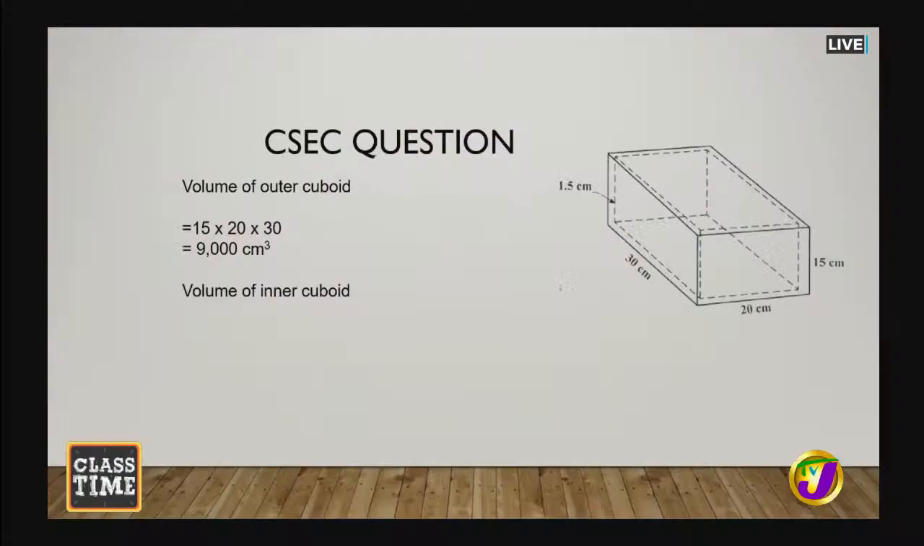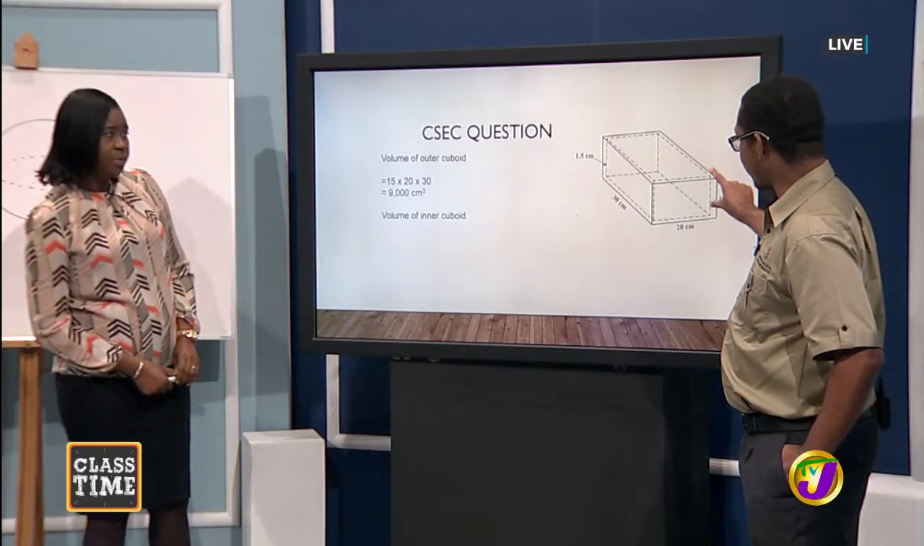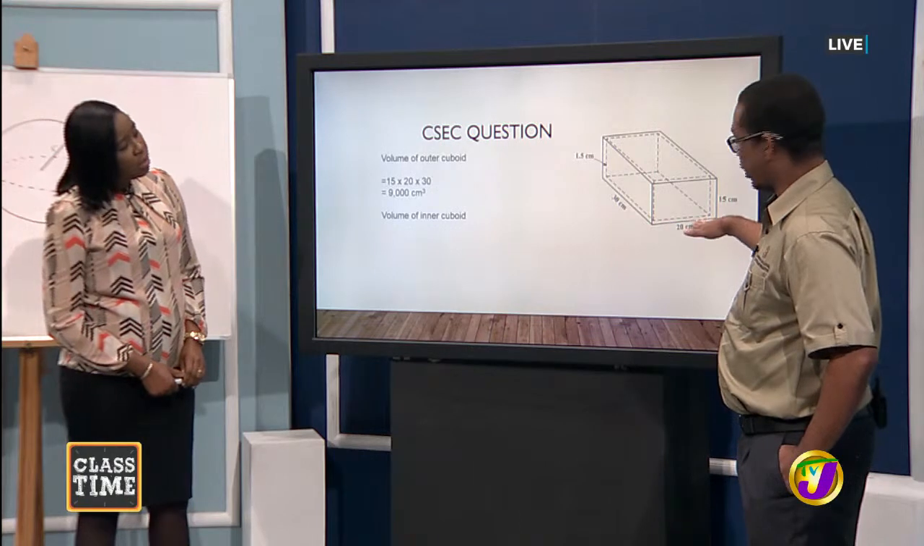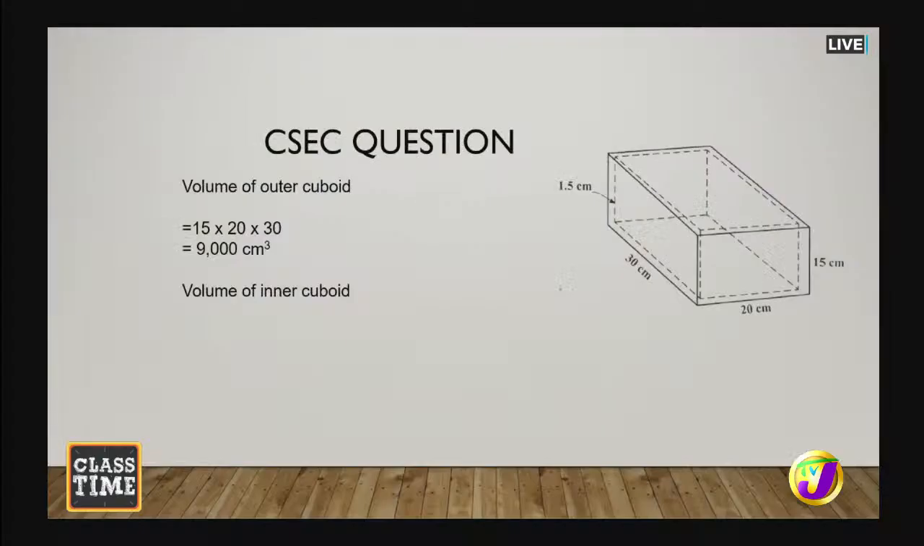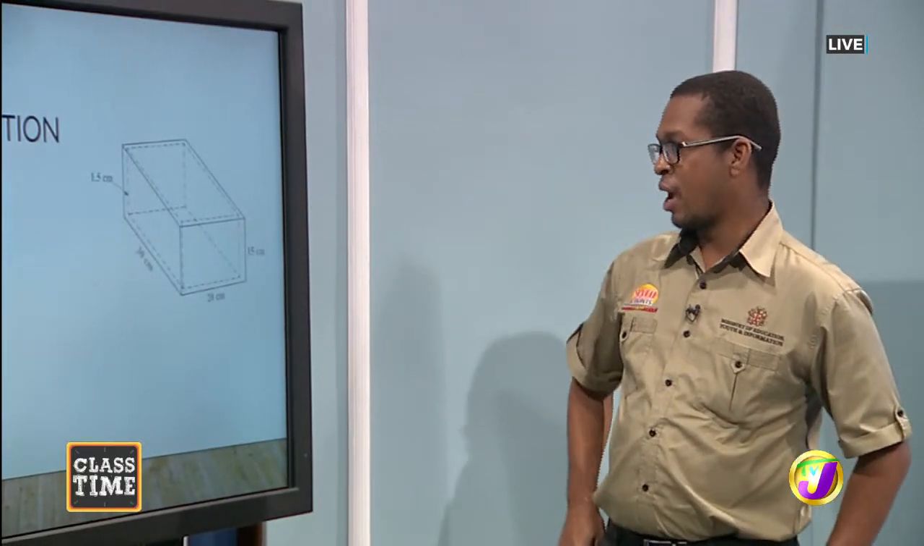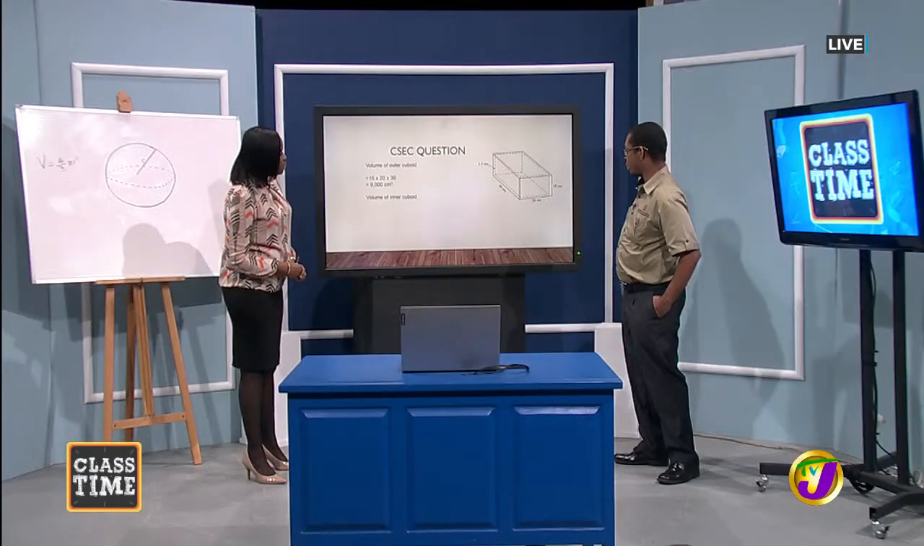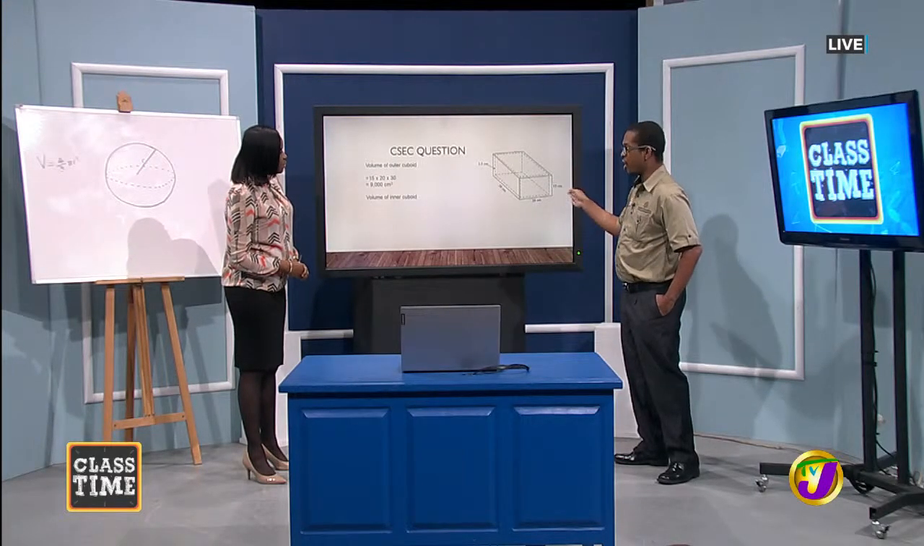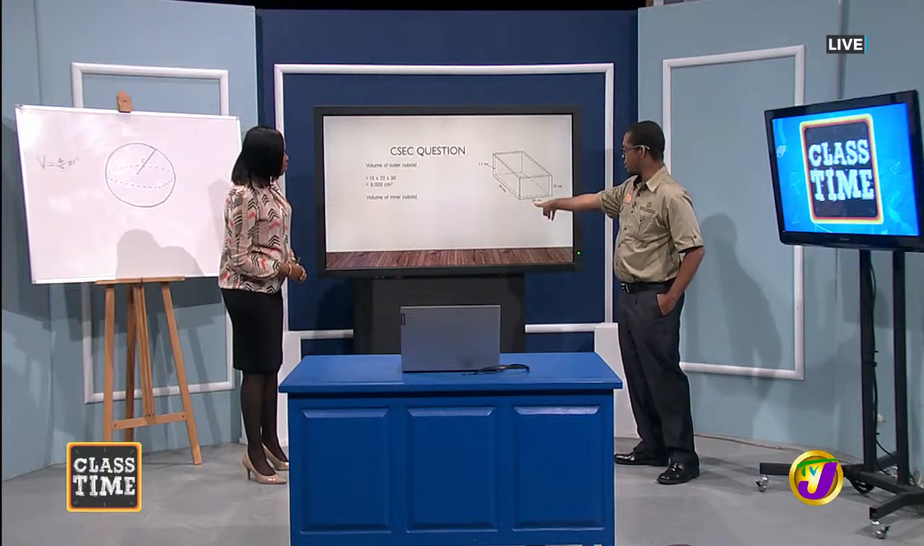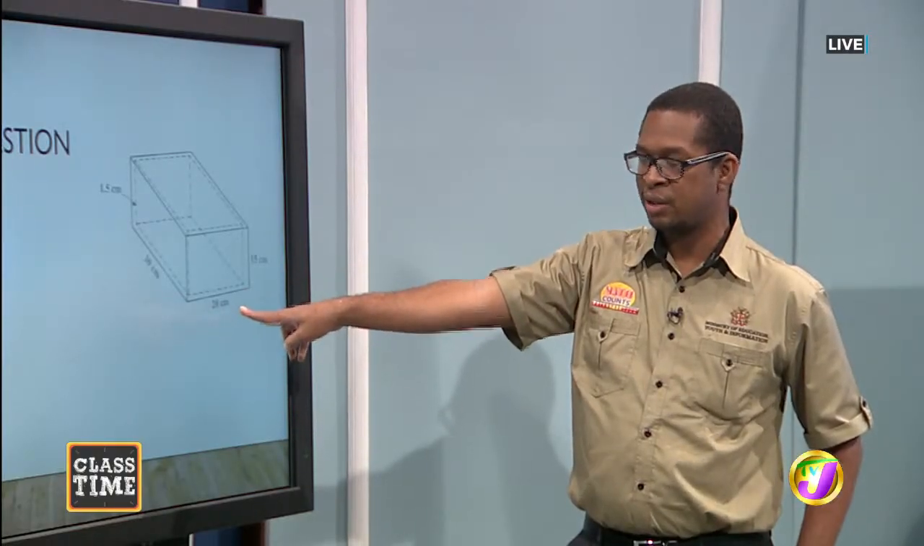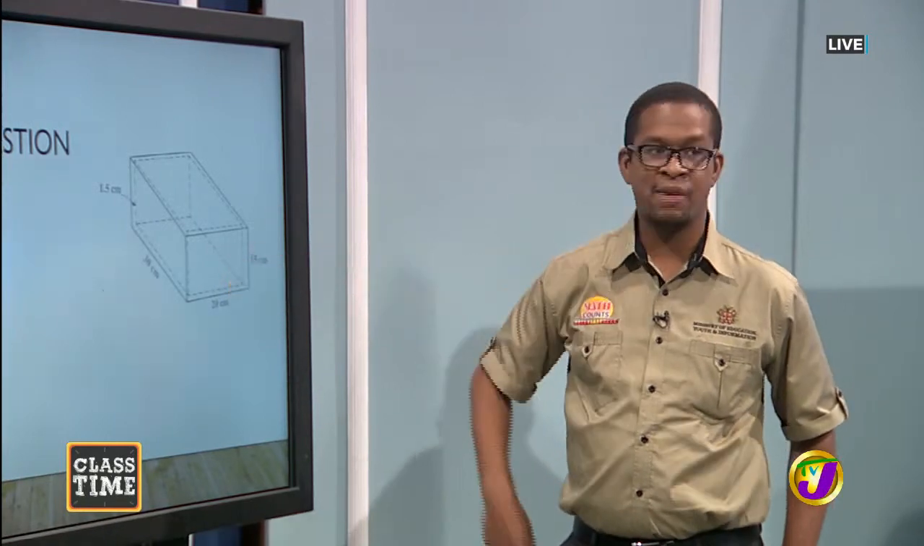So we know that this region is 15. We would take 1.5 from it on the base, because there was no lid, so we wouldn't need to take it from the top. So that would be 13.5 for that height. And then from the other regions, we would just subtract the 1.5 on both sides. So that 20 would change to 17, and that 30 would change to 27.